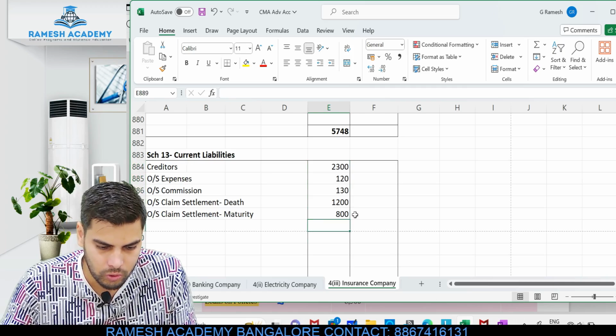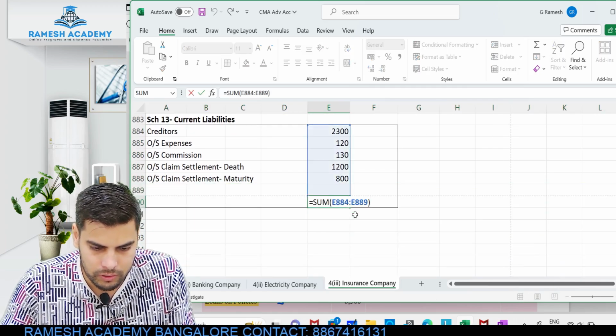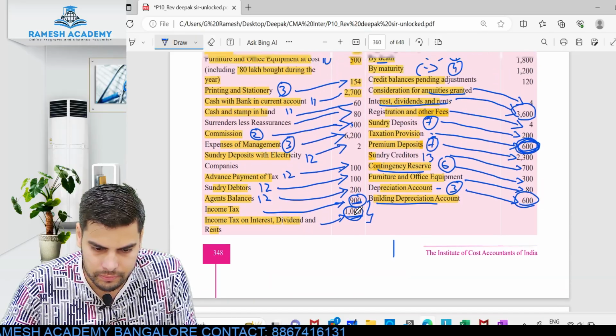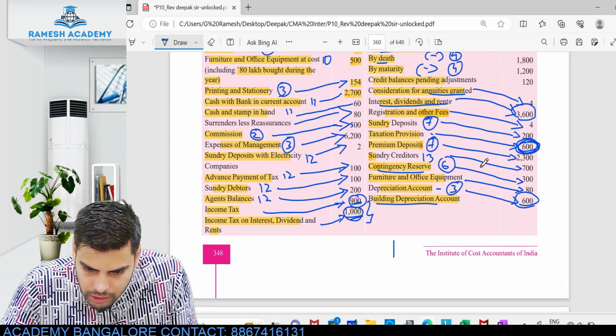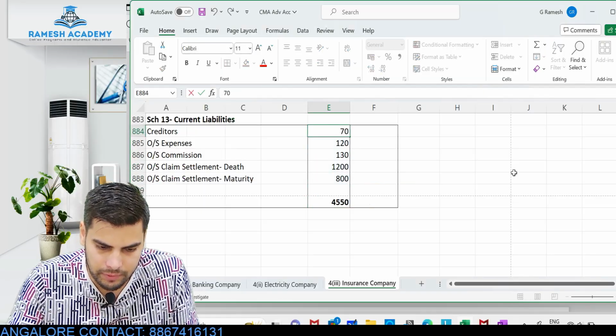Okay, so that's all. How about the total? Let's check out the total. 4550. Let's just cross check. Creditors, check out once. It is not 2300, it is 700, right? So creditors, make it as 700.